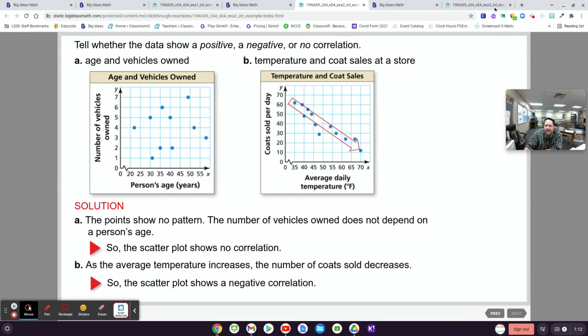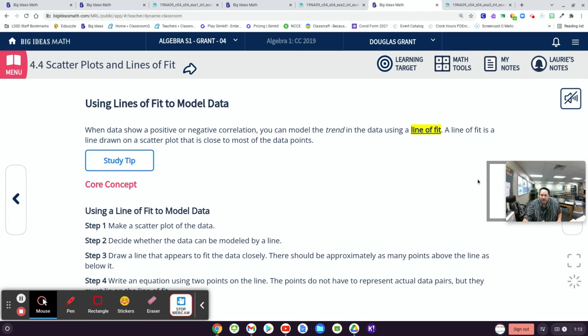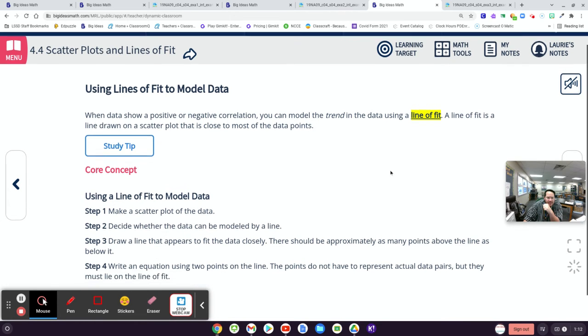All right. And the last thing is the line of fit. Okay. So when you have a positive or negative correlation, you can model that with a line of fit. And basically, you're going to draw your best line that goes through the points. That's kind of what a line of fit is. All right, so feel free to jot this down.